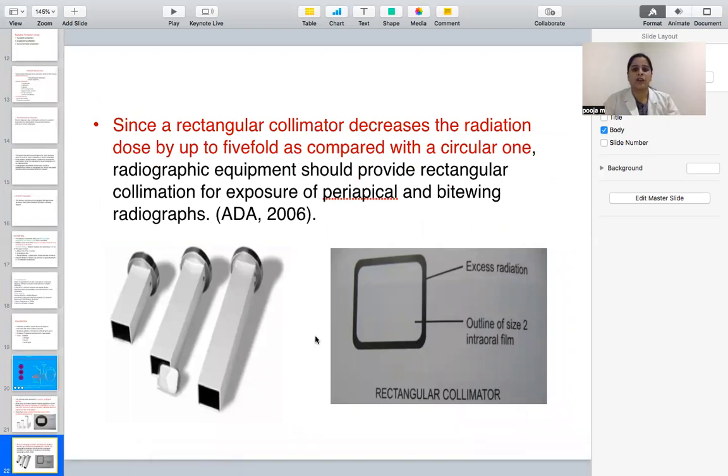With the use of a rectangular collimator, as you can see in this picture, the size of a rectangular collimator is almost similar to the size of a type 2 X-ray film which we use. So you can see this is your X-ray film and the dark portion is the amount of excess radiation with the use of rectangular collimator. It is very minimum. The excess radiation is very little or negligible with the use of rectangular collimator when compared to the round collimator. So that is the reason why rectangular is most commonly preferred.